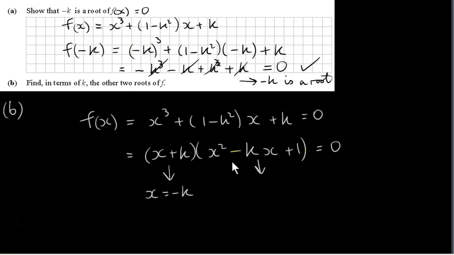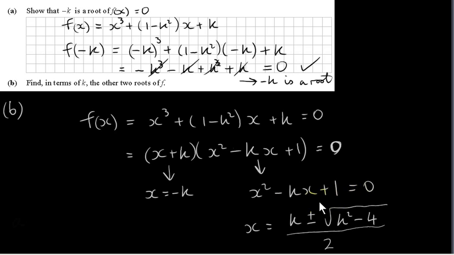Now, another way to get 0 is if the other factor is 0. If this is 0 or if this is 0, we have 0 in a product. That's the beauty about having 0 on the right hand side. Then we can set each factor equal to 0. So here we go, we can solve this quadratic equation now and find other values of x that are roots of f of x equals 0.